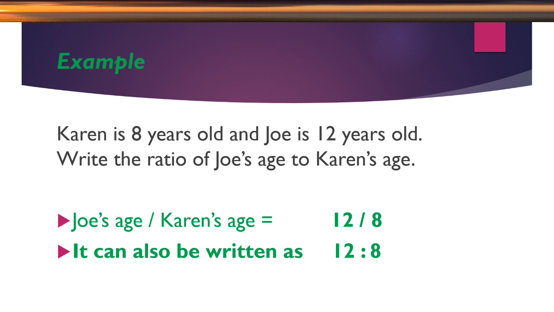Let's take an example. Karen is 8 years old and Joe is 12 years old. We'd like to write the ratio of Joe's age to Karen's age. First, make sure which one is first. Joe first, then Karen. So we write Joe's age over Karen's age. Joe's age is 12, so we write 12 over 8. It can also be written as 12 to 8, and it's read as 12 to 8.